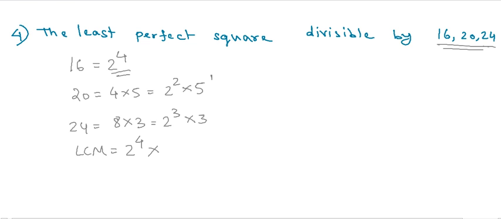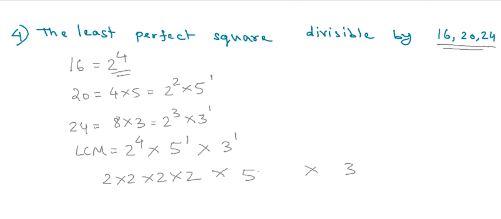For 5 we have maximum power of 5 to the power 1, so 5 to the power 1, and for 3 we have only 3 to the power 1. So we can see here that two pairs of 2 exist, that is 2 multiplied by 2 multiplied by 2. For 5 we have only 1 5, and for 3 we have only 1 3. So what we need to do is multiply another 5 to make this a perfect square, and another 3 to make this a perfect square.